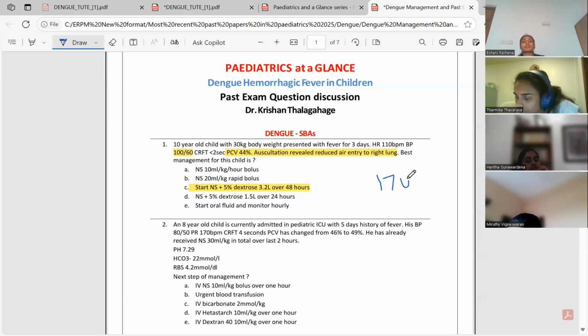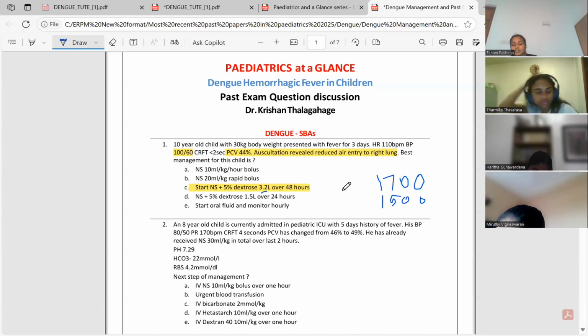Then what happens? We also have to give what? 5% deficit. So for a 30 kilo child, 10% is 3 kilos. 5% is 1.5 kilos, which is 1500 milliliters. And then 1500 plus 1700 is 3200, or 3.2 liters. 3.2 liters should be given over 48 hours.